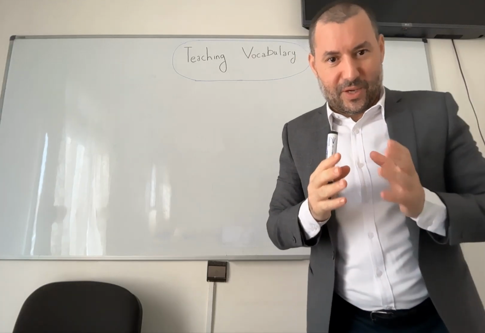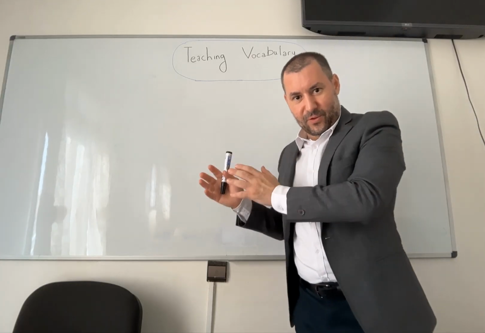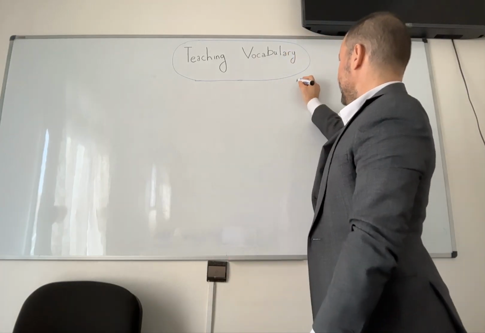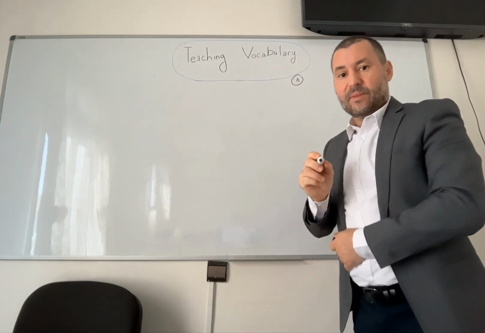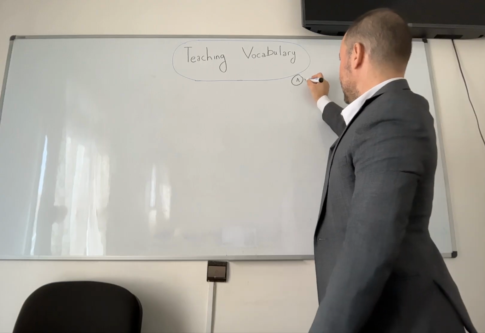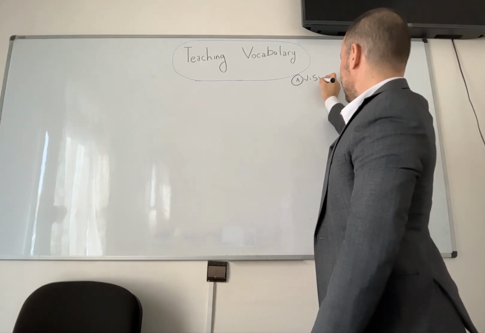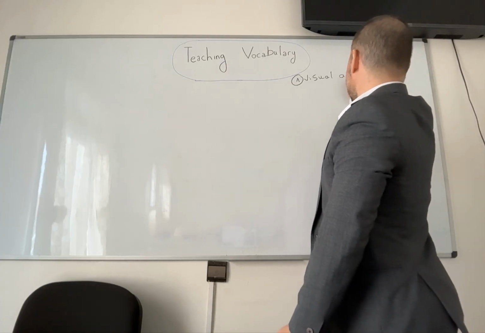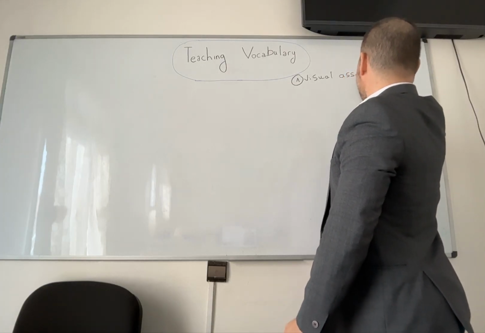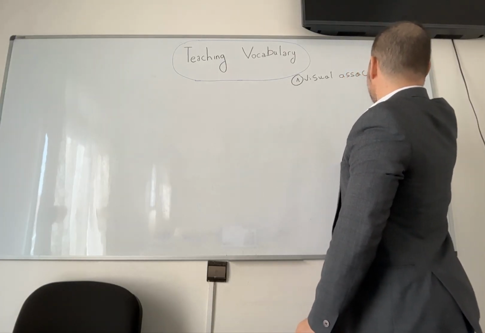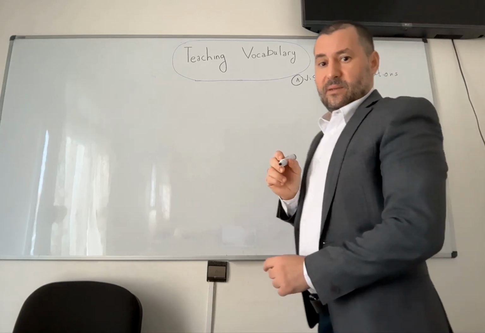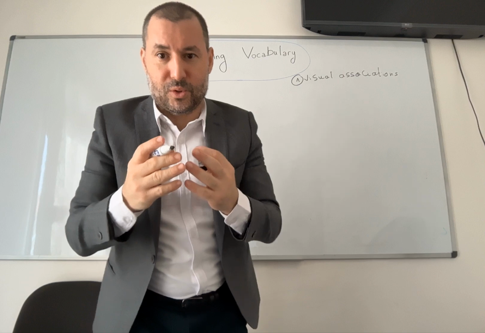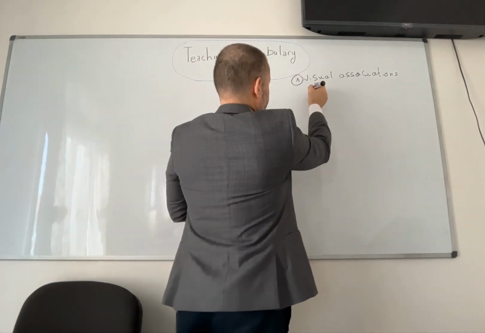So you can teach vocabulary through one of the following procedures. One, the first one is visual associations. Okay? Visual associations. For example, you can use what we call realia.